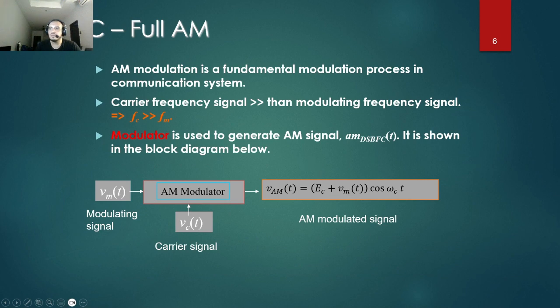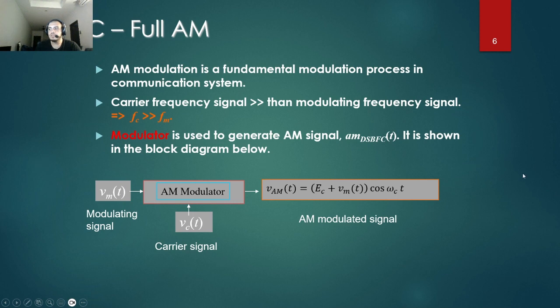First, we start with DSB-FC, full amplitude modulation. AM modulation is a fundamental modulating process in communication systems. The carrier frequency must be bigger than the modulating signal frequency; as you can see here, fc must be greater than fm. The modulator is used to generate the AM signal.